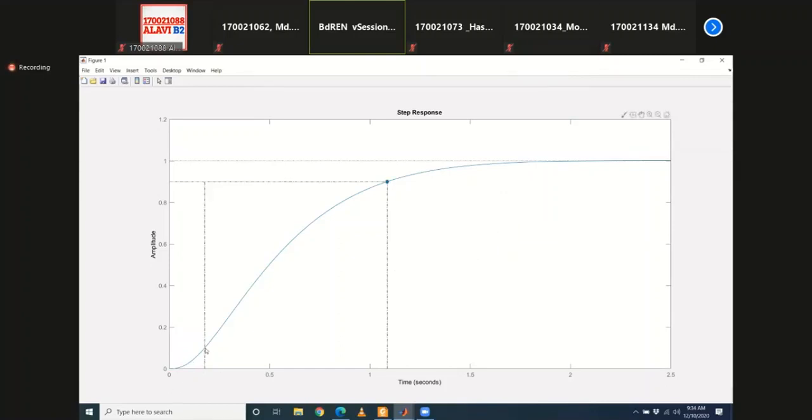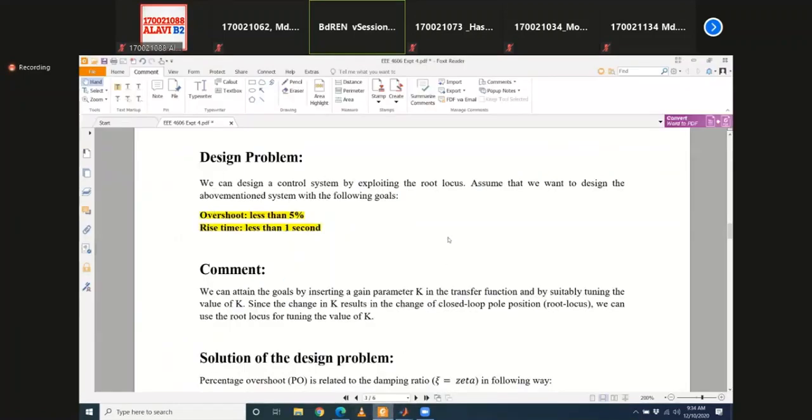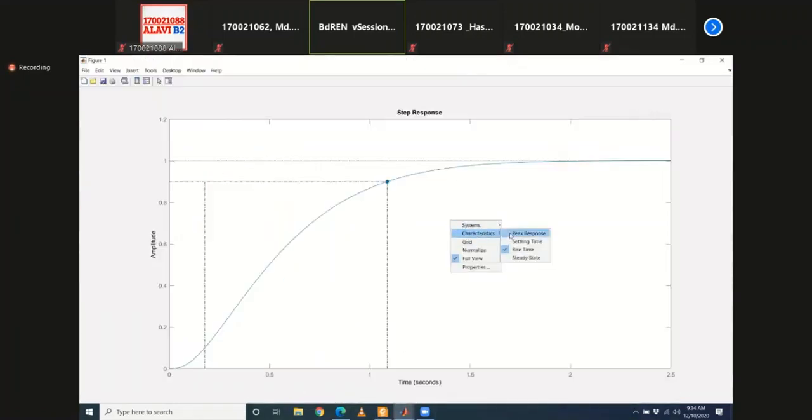So let's select rise time first. Rise time will be taken from this point to this point. I think they're using the 10 to 90% definition. If you hover above this point, you see the rise time, which is 0.9 seconds. So this condition has been fulfilled. And the overshoot is very easy to see, it's 0, but still, click peak response. You'll get the peak value, which is 1, and the overshoot, which is 0.07%. So have our conditions, both of them, been fulfilled? Yes, sir.